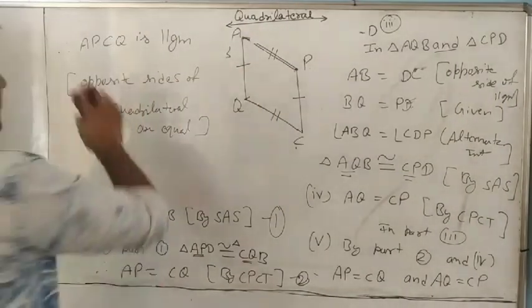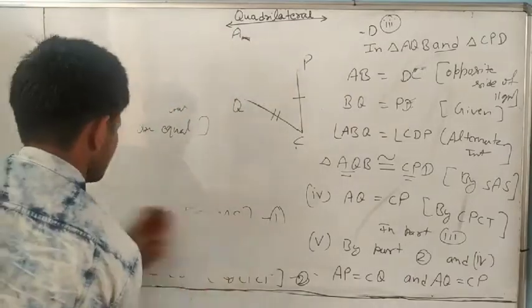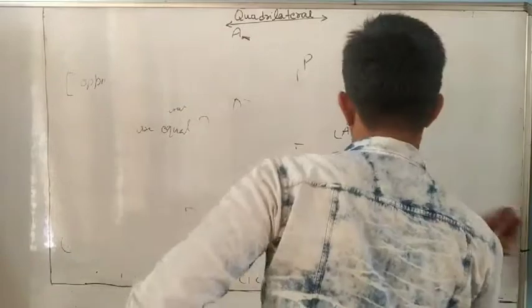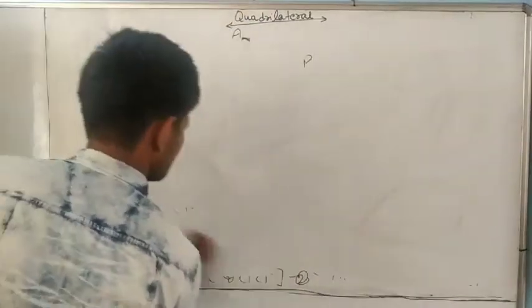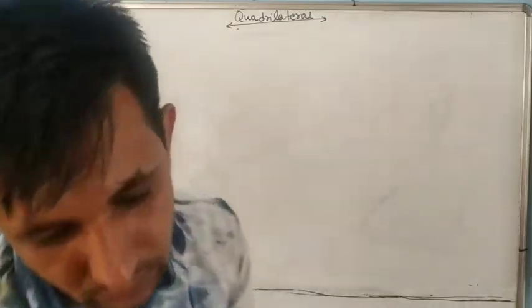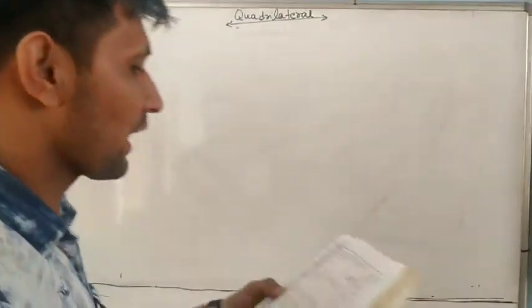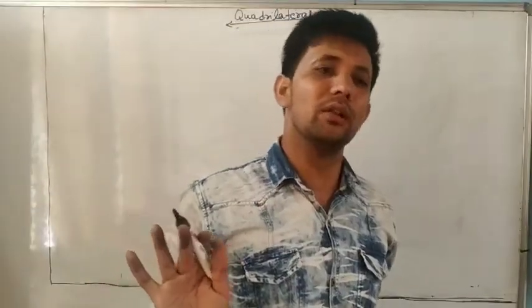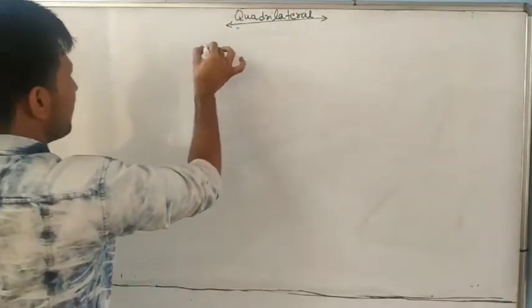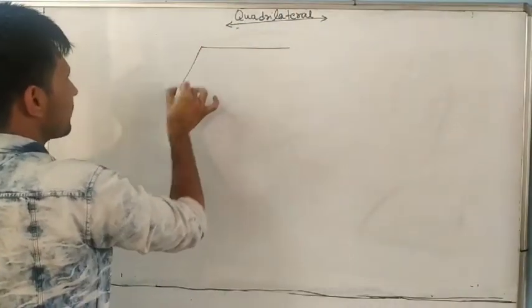Part 10. Read everyone, 10th part, do fast. ABCD is a parallelogram. Again, already given a parallelogram. If any question says parallelogram, you will see it. Always use the property of parallelogram.